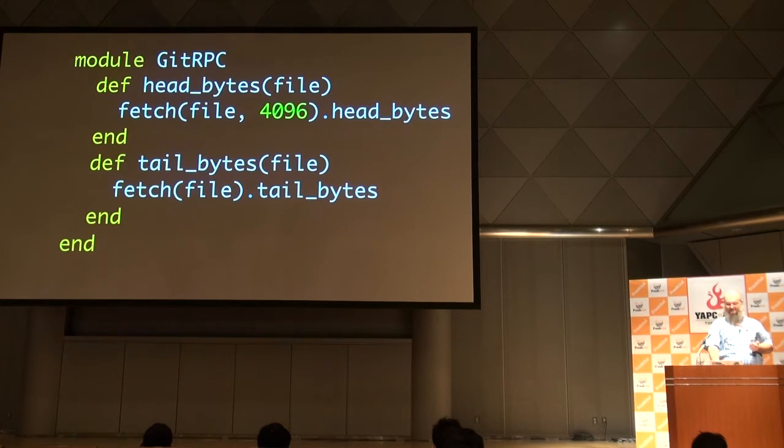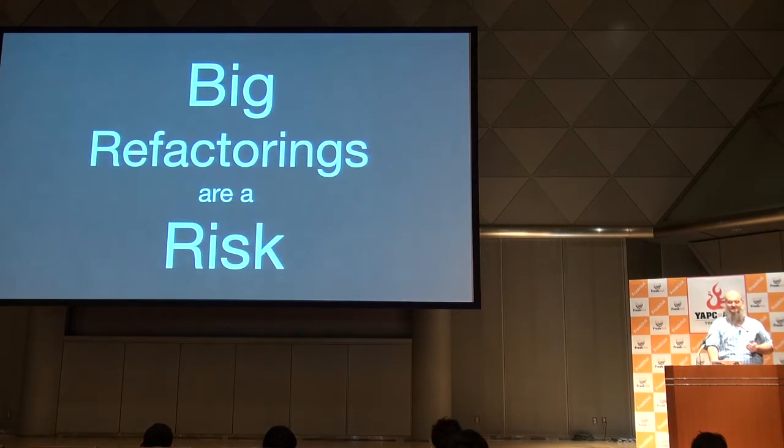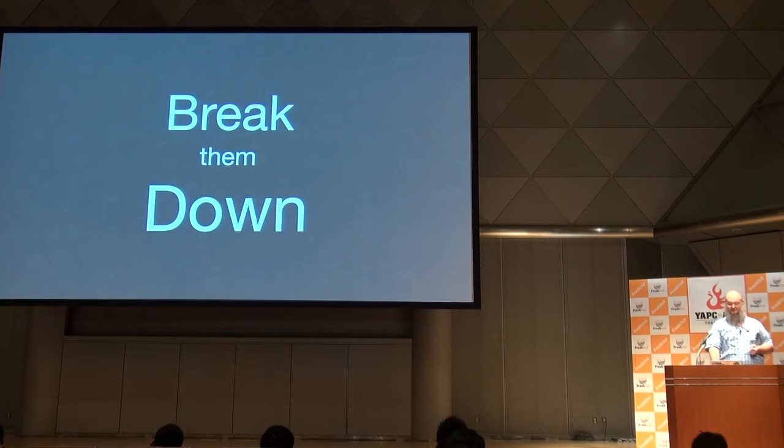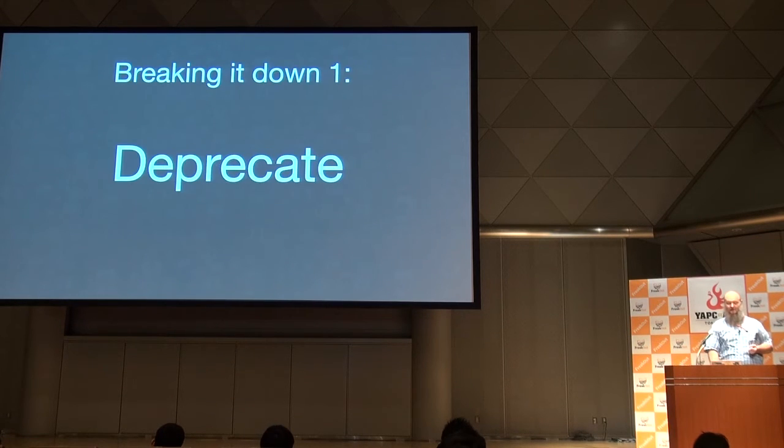The sum effect of this, unfortunately, is that really big refactorings are a really big risk. So what we have to do is break them down just like we would any larger problem. The number one tool programmers have for breaking down a refactoring, and the most important thing you should be thinking about when you're trying to handle more complicated refactorings, is deprecation.